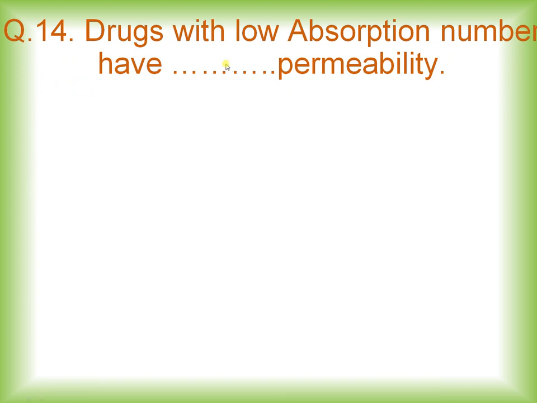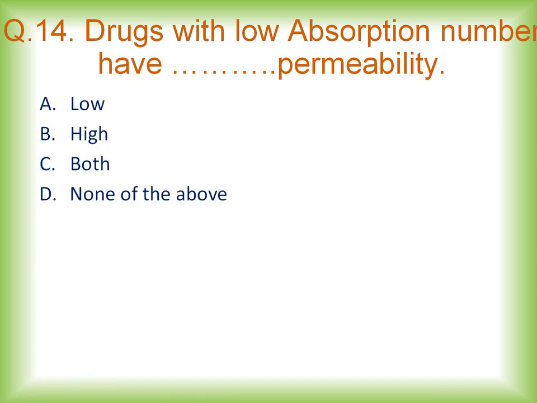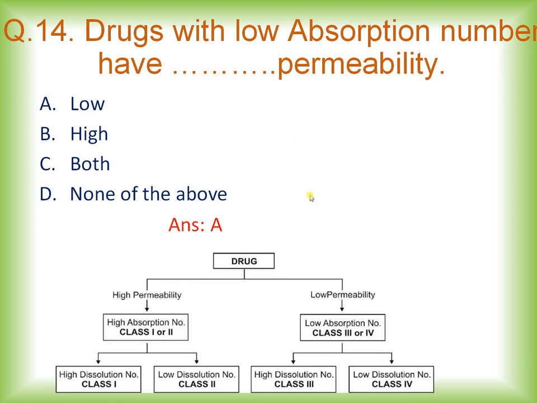Next question. Drugs with lower absorption number have dash permeability. Options are low, high, both, none of the above. And the right answer is option A, that is drugs with lower absorption number will have low permeability. Here's the explanation for this. The drugs which have lower permeability have lower absorption number. So the drugs having lower absorption number mainly belong to class 3 or class 4.